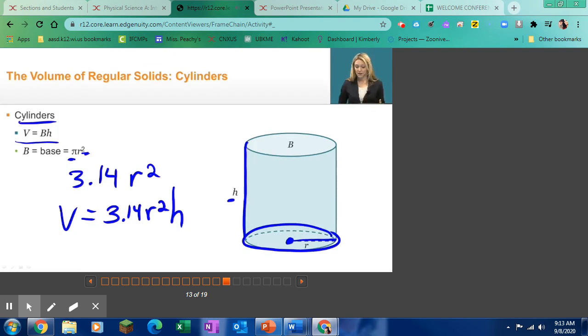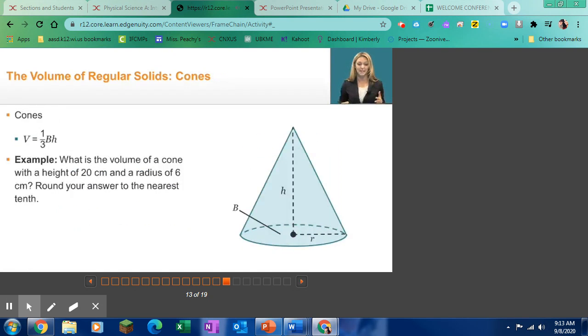Now, cones are really close to this. They're a little bit different. Again, they have their own formula. Here's a picture of a cone. I'm sure you're familiar with cones, ice cream cones, traffic cones. It actually is the shape that was exactly on my son's head this weekend at a birthday party. It looks like a party hat. So a cone has a volume formula that is 1/3 times base times height.